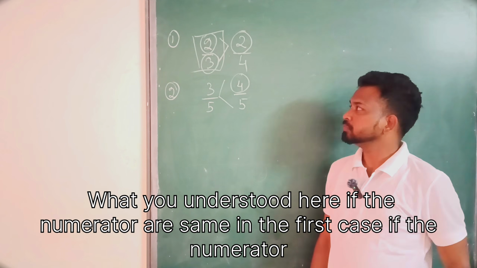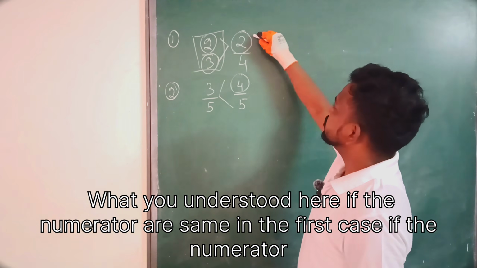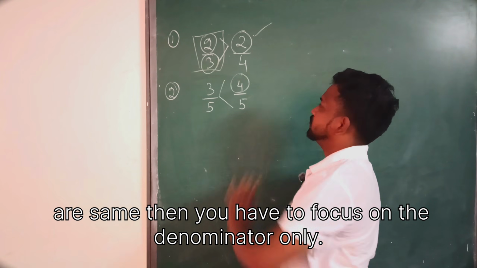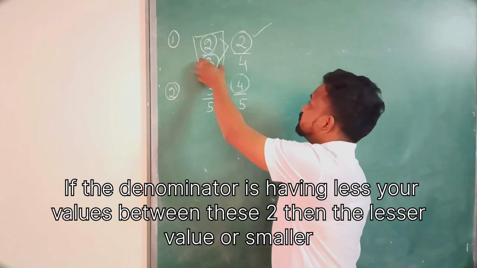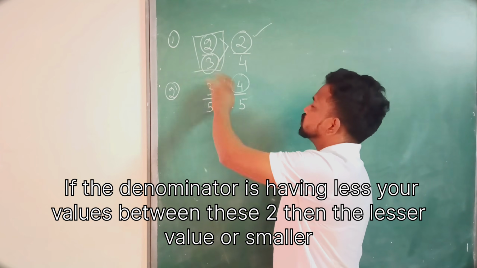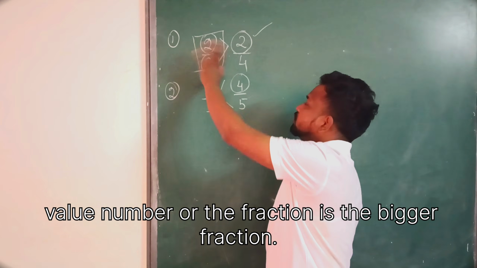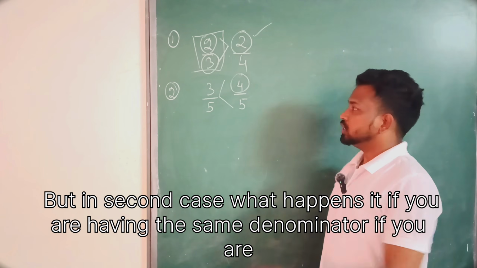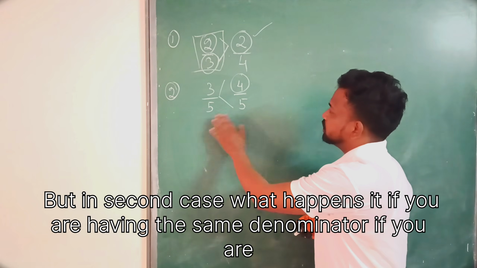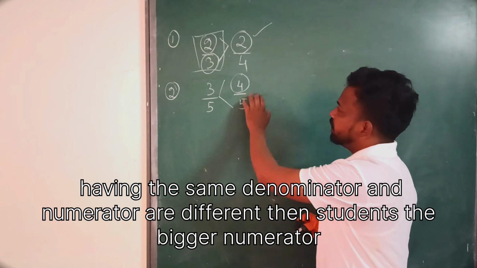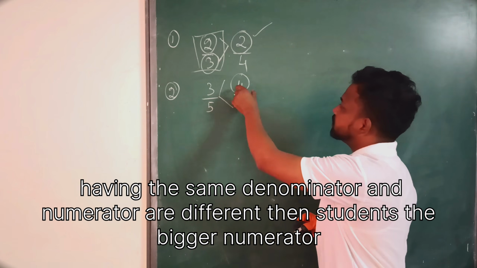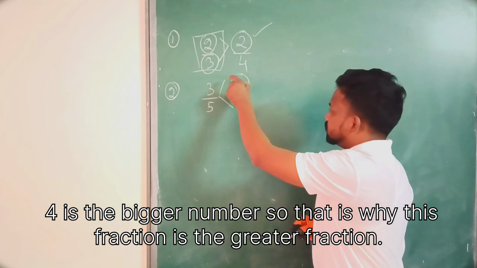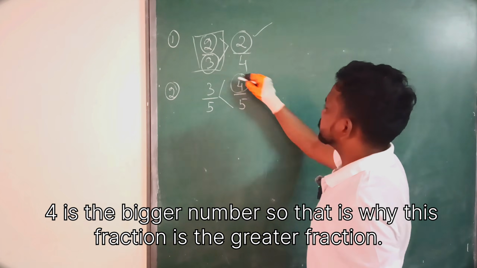What did you understand here? In the first case, if the numerators are same, then you have to focus on the denominator only. The fraction with the lesser denominator is the bigger fraction. But in the second case, if you have the same denominator and different numerators, then the bigger numerator out of 3 and 4 decides. 4 is the bigger number, so that fraction is the greater fraction.